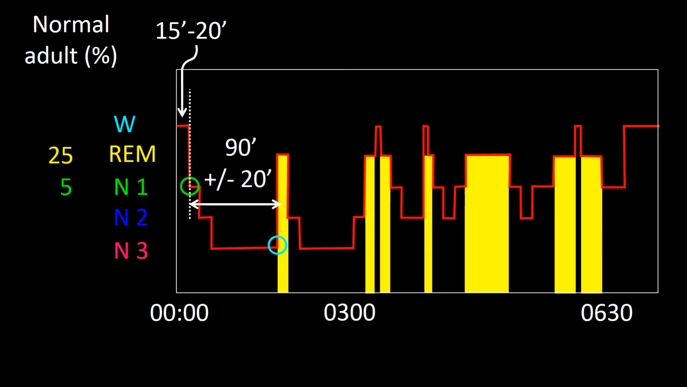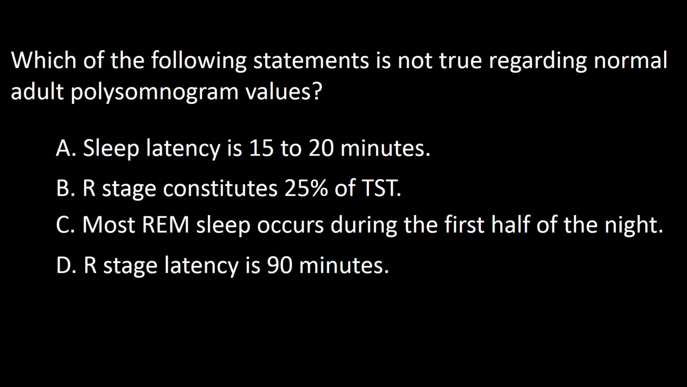The total amount of N1 is 5%, 50% for N2, 20% for N3, and the normal sleep efficiency is between 90 and 95%. The amount of REM sleep is reflected in this graph by the width of the yellow bars. As you can see, these bars are wider during the second half of the night than during the first half of the night. During the first half of the night, slow sleep is more prominent, slow sleep referring to N3 stage. So the answer to this question is C.